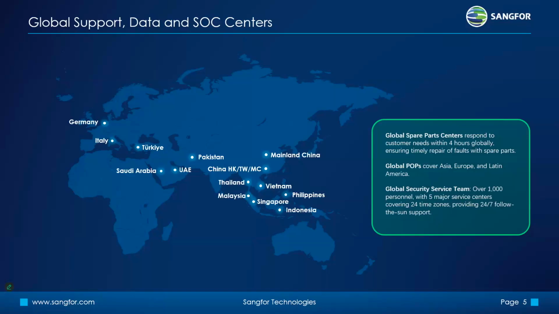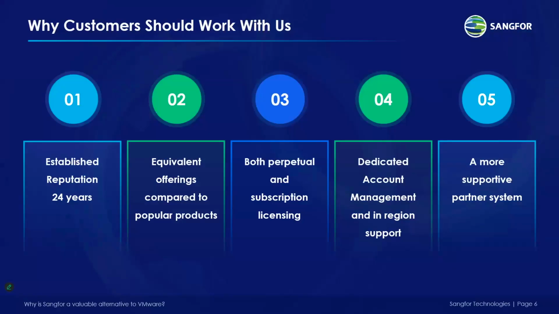On a high level, why would a customer work with us? Of course, established reputation. Right now it's 25 years of well-established reputation. It's a listed company in China. Sangfor is listed on the stock exchange in Shenzhen. And of course, we are able to provide equivalent and comparative solutions to the popular solutions in the market. This is very important because customers are directly asking for a product alternative. So let's say a VMware vCenter alternative, an ESXi alternative. Do you have a solution like that? Definitely we are able to provide a comparative offering, so it's easier to offer and make the customer understand.